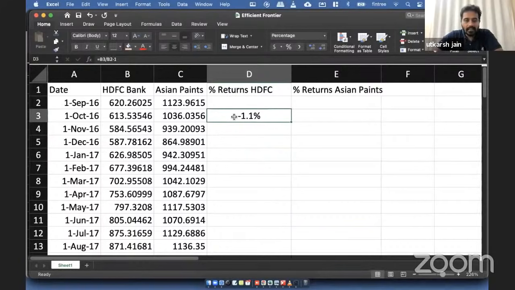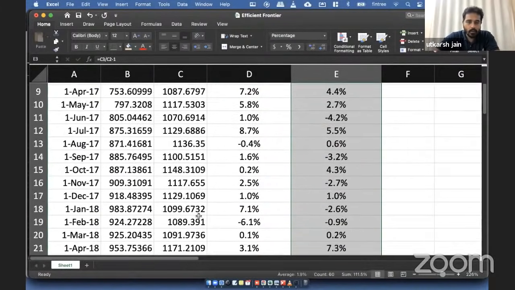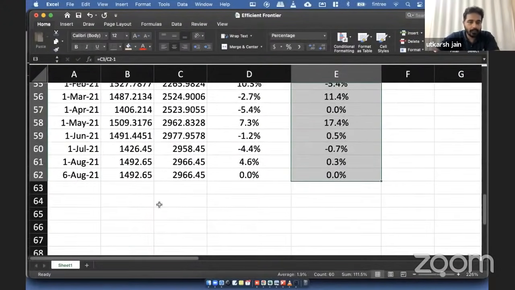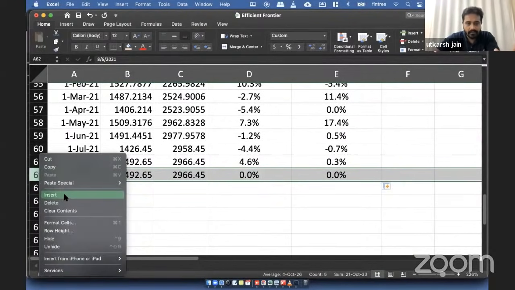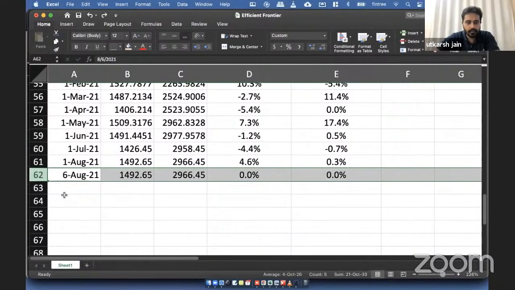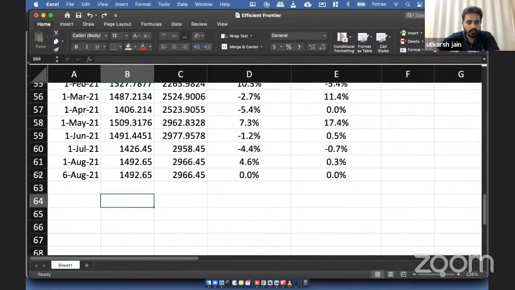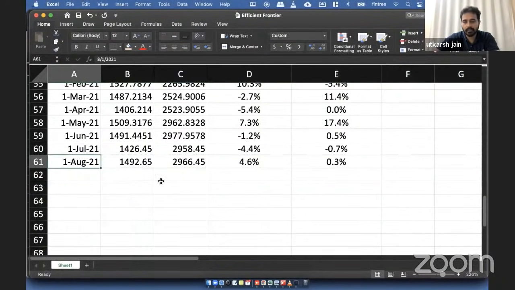Now this is a discrete return calculation, and for efficient frontier purposes, this is a fair set of calculations to do. Now, one good thing with Excel is that once I've written one formula, I can simply extrapolate that to whatever place I like. So I'm going to extrapolate the formula for the entire range. Also, the last data point is not one complete month, right? Look at this, 1st of August and 6th of August. So I'm going to get rid of row number 62 here because that would create inconsistency in the data. So we delete row number 62, and we have data till 1st of August itself.